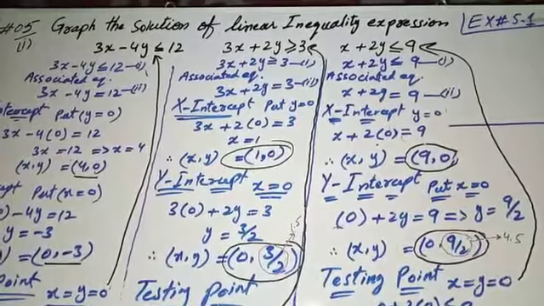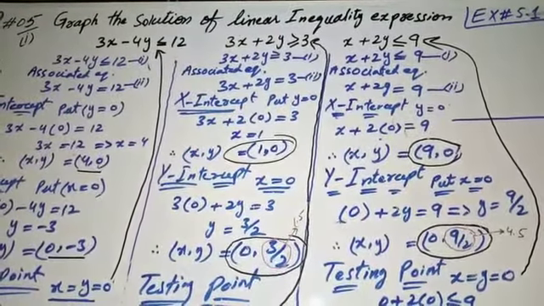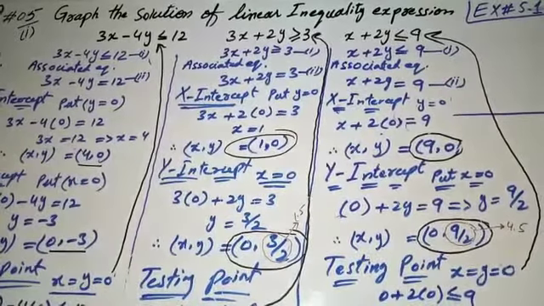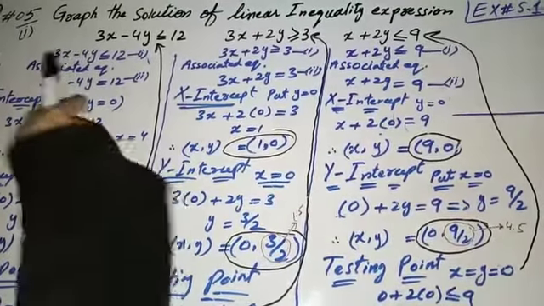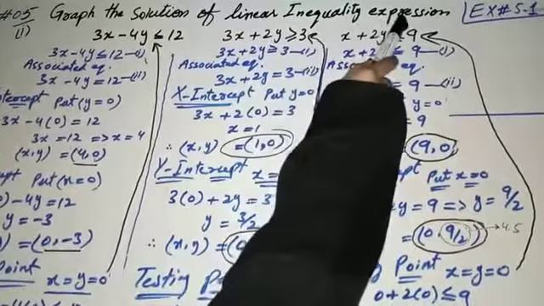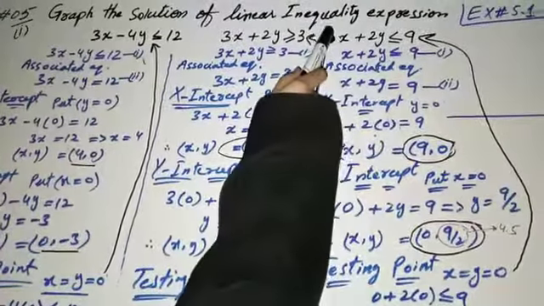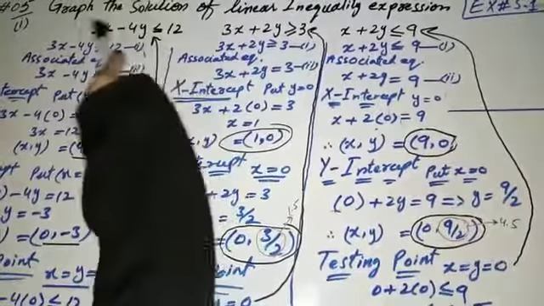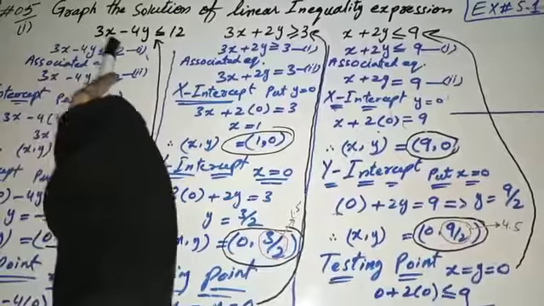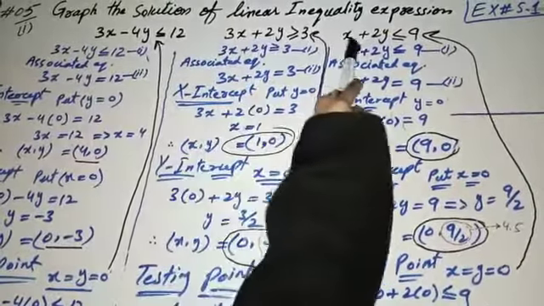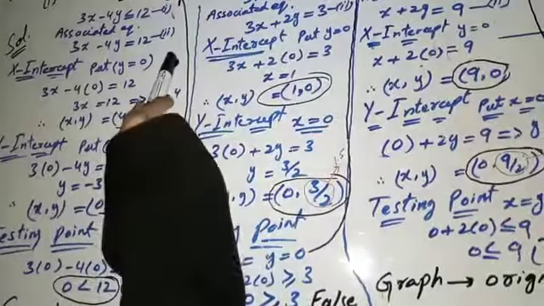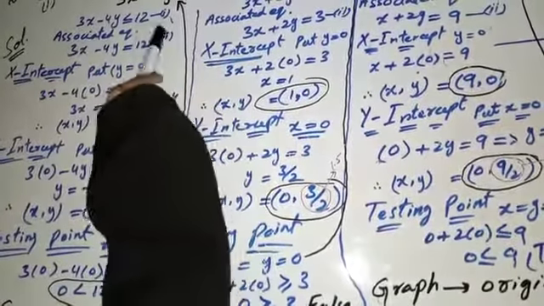Second year students, this is question number 5, the last question of exercise 5.1. It has the same steps as question number 1: graph the solution of linear inequality expressions. The only difference is that in the first question only one linear inequality expression is given, while in question number 5 there are 3 linear inequality expressions. I have solved the 3 linear inequality expressions one by one.